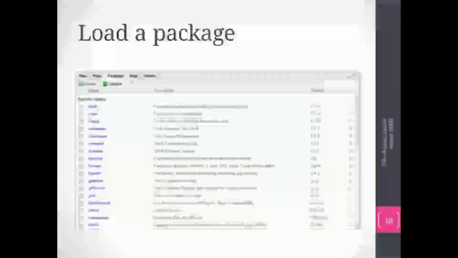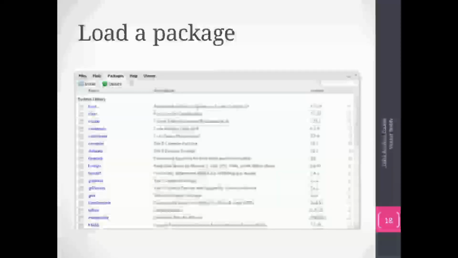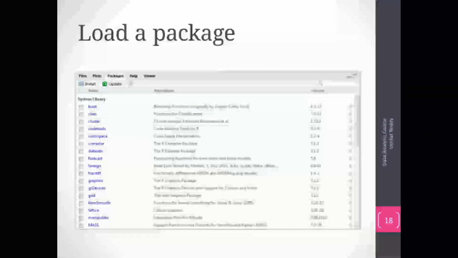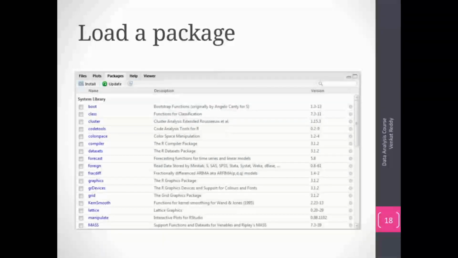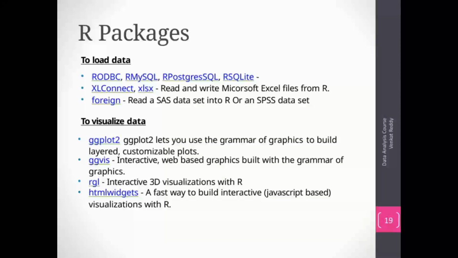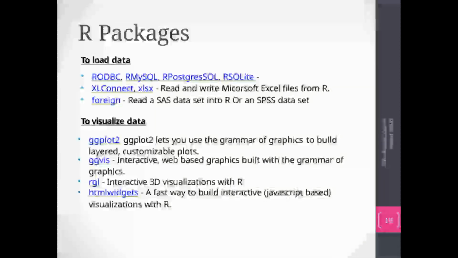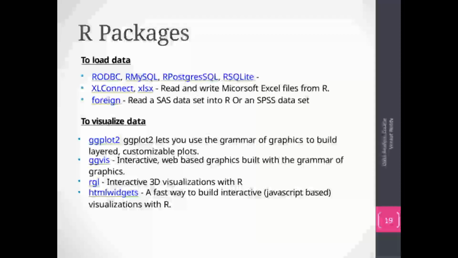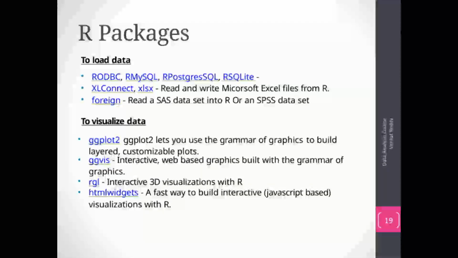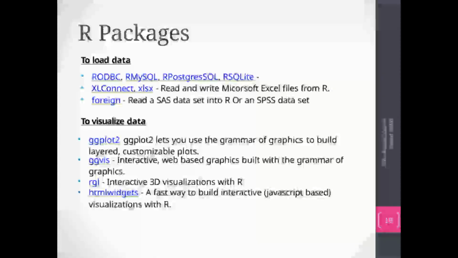Now, let's talk about how to load data into R. There are several packages designed for this purpose. For example, RODBC, RMySQL, RPostgreSQL, and RSQLite are great for connecting R to various databases. If you're working with Microsoft Excel files, XLConnect and xlsx allow you to read and write Excel documents seamlessly. The foreign package is particularly useful when you need to import data from other statistical software like SAS or SPSS.